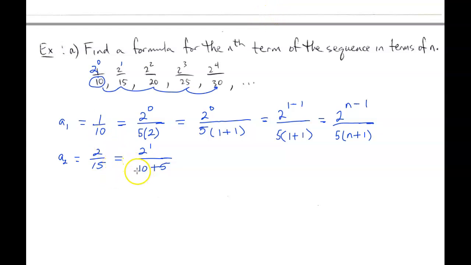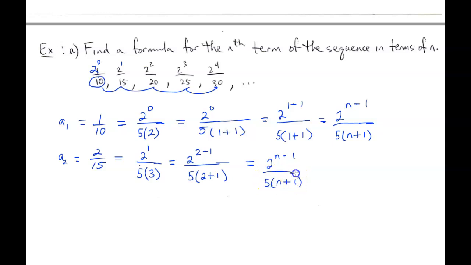Now, let's see if we can do the same sort of thing with a sub 2. So here we know that the numerator again can be expressed as 2 raised to the 1. And now we're going to express the denominator as 5 times 3. Okay. But of course, we know that 1 could be expressed as 2 minus 1. And here we know that 5 times 3 could be expressed as 5 times 2 plus 1. And again, since my n is going to be 2 here, I can let my 2's be replaced by n's. And what you're starting to see is that we have a pattern that may work.